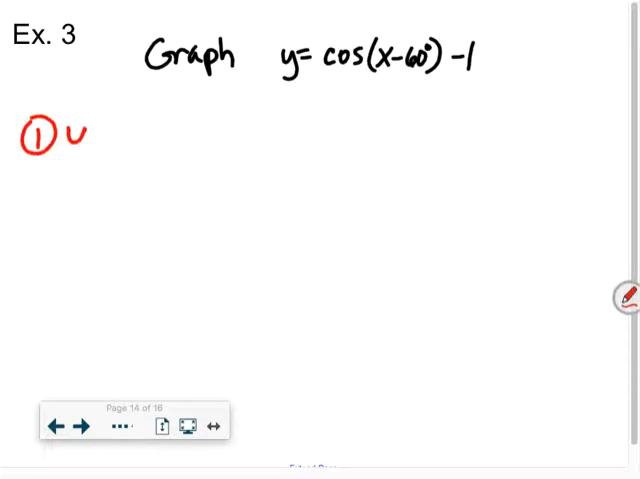All right, step one. I'm going to start with y equals cosine x. So the amplitude is 1, a is 1, and the period is 360.